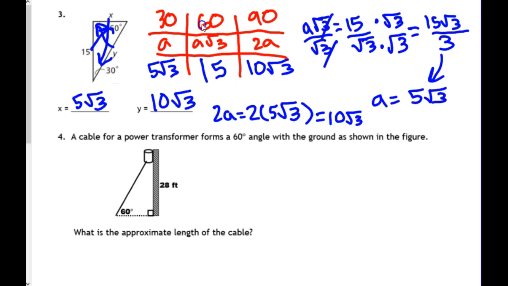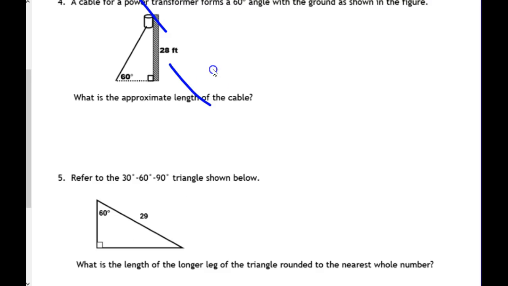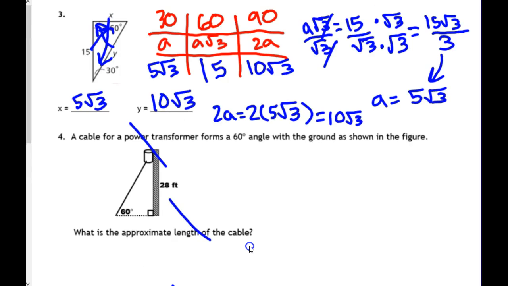Now, as for notes, we're going to skip 4 and 5. Just like yesterday, you're going to separate the notes from the assignment. In this class, you're going to do the front side. Pre-AP is going to do both sides.